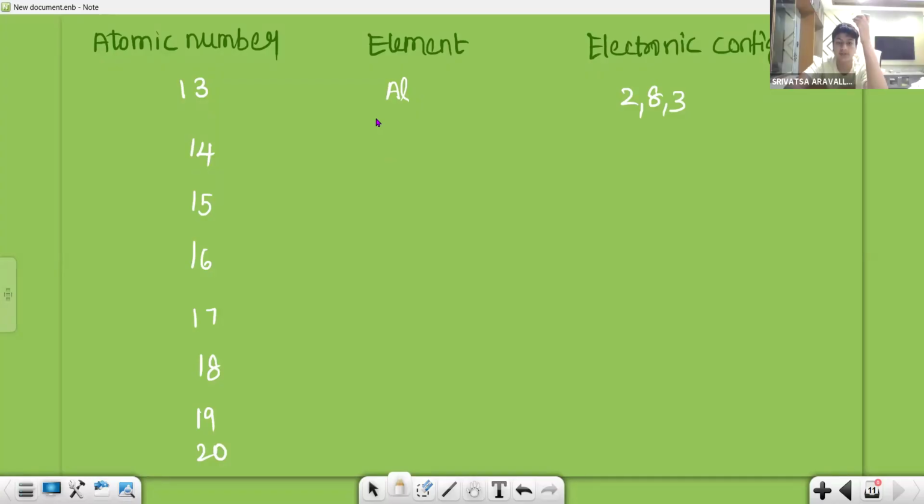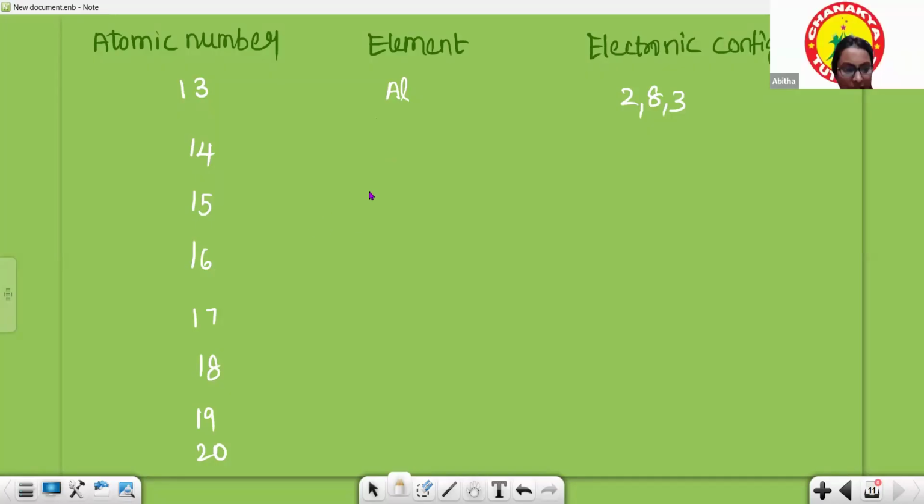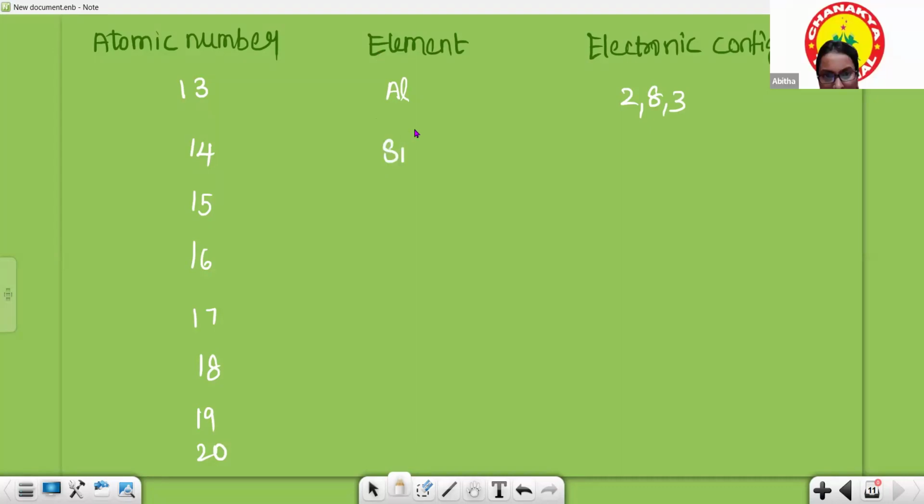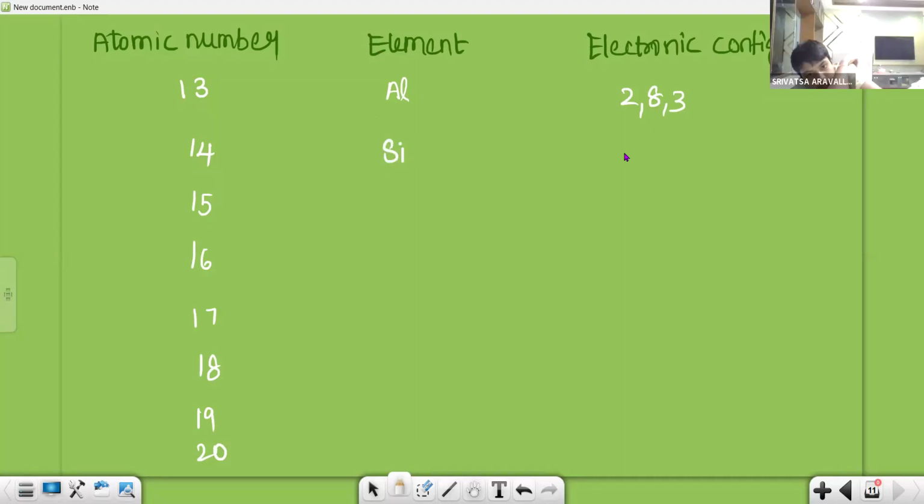Next element. From 14, 14 is silicon, which is Si. Tell me the electronic configuration. 2, 8, 4.